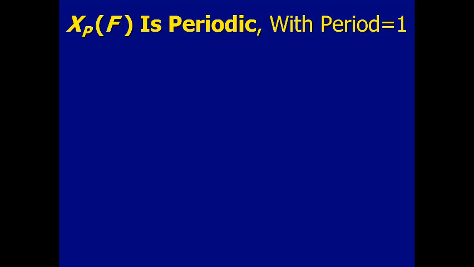Okay. A couple things about our discrete time Fourier transform. First, again, it is periodic. We saw that in sampling theory. It's periodic with a period of 1 because 1 represents the sampling rate.